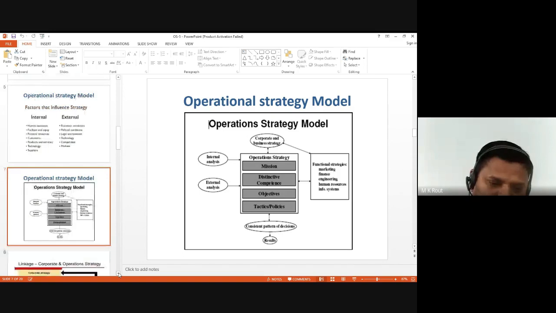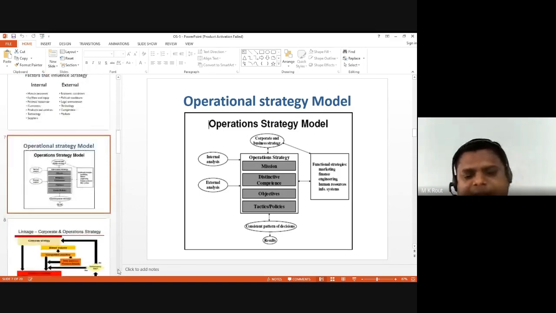For example, taking the linkage between your corporate and operation strategy. The next part is corporate and operation strategy with supply chain, and the last one is operation strategy with market. We'll discuss one by one.